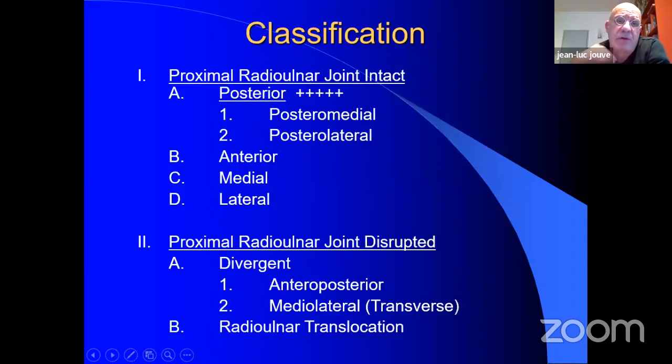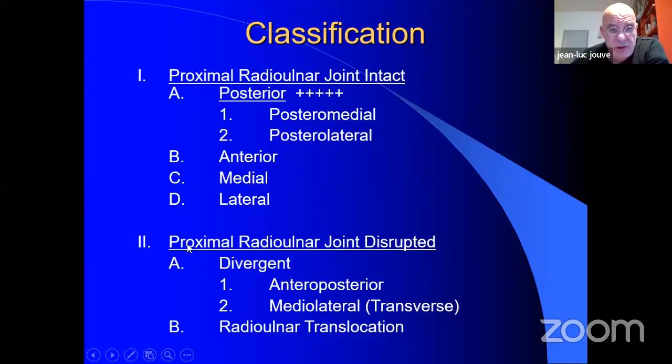There are a lot of classifications concerning elbow dislocation. We can differentiate two conditions. First, when the proximal radio-ulnar joint is intact, and in most cases it is a posterior dislocation. The dislocation could be posteromedial or posterolateral. Other situations are very rare: anterior, medial, lateral.